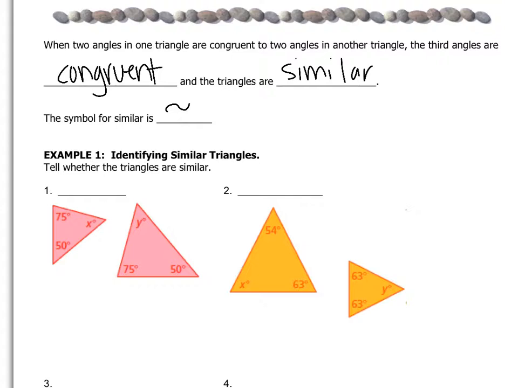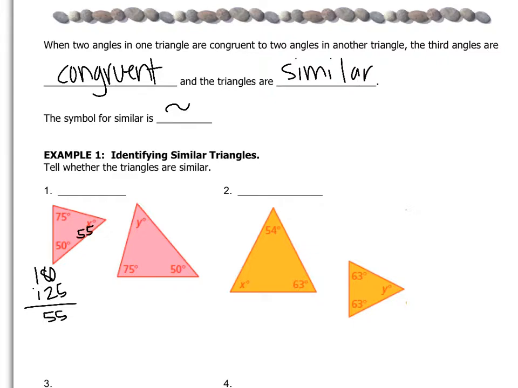So we've got a 75, a 50, and an X, and we've got a 75, a 50, and a Y. Well, if they both have 75 and 50, and the total number of degrees in a triangle must be 180, then X and Y have to be the same, but you can calculate it to figure it out. So you get your calculator. 75 plus 50 is 125, so 180 minus 125 is 55. So this is 55.